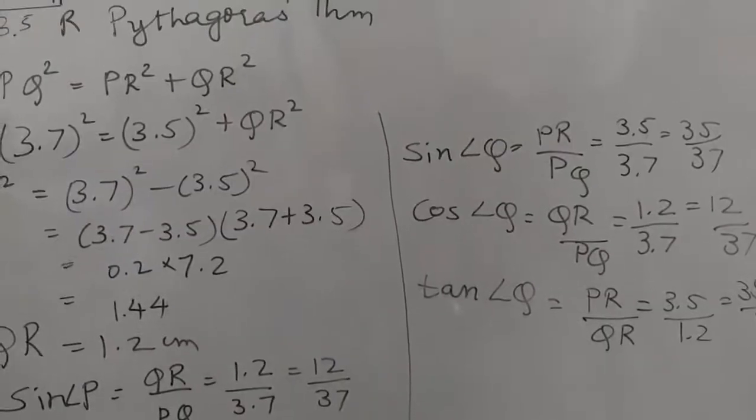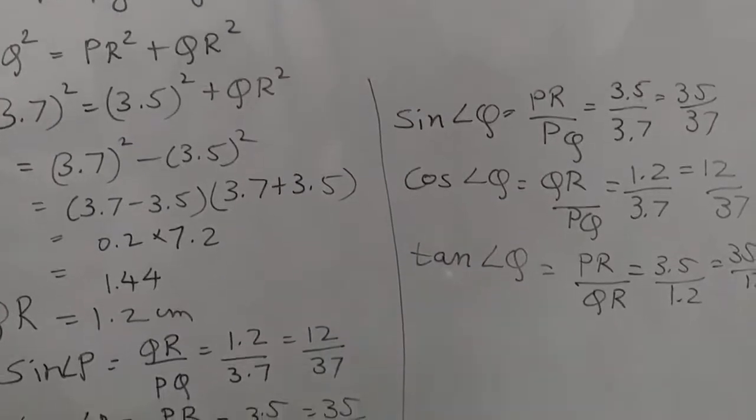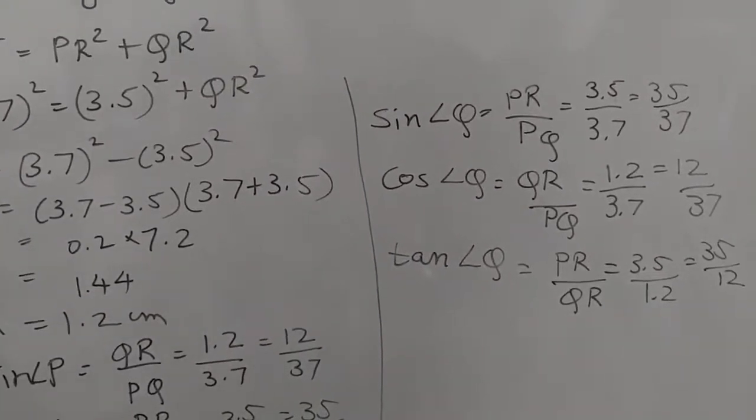So accordingly you can also do number 1 and 2 in the same method. Question number 5 of 19B. The question is, for any angle theta, state the value of sin square theta plus cos square theta.